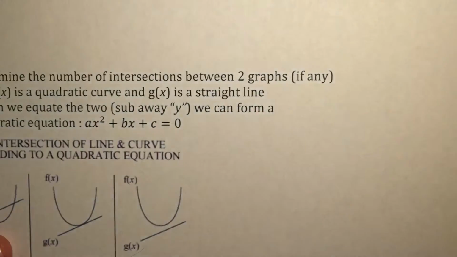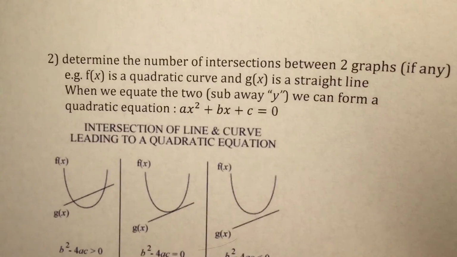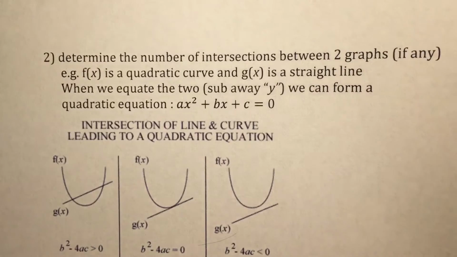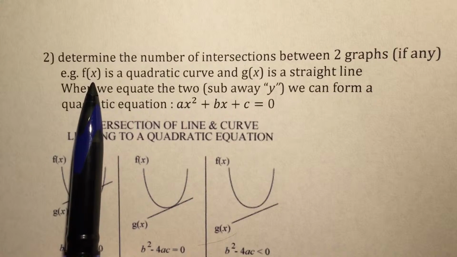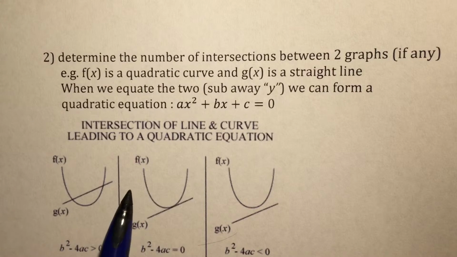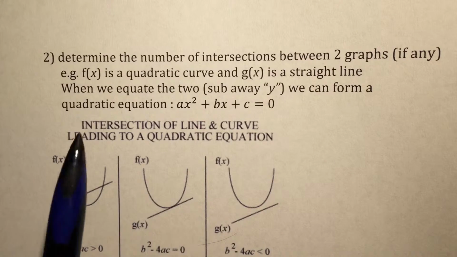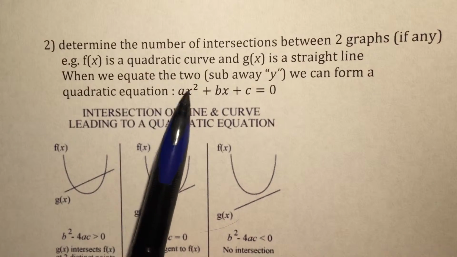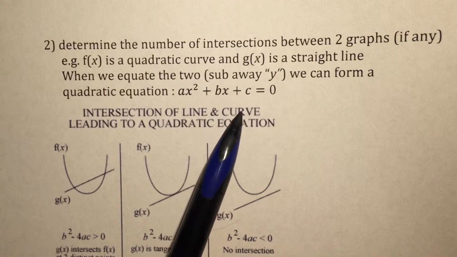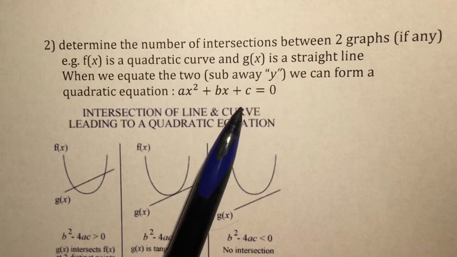The second use of discriminants is to determine the number of intersections between 2 graphs, if any. Let's just say that we have f(x), a function graph, a quadratic graph, and g(x) is a straight line. You can refer to the diagram here. When we equate the two, meaning that we start with the y, we can form a quadratic equation of this form here. I will be showing you in a very short while.